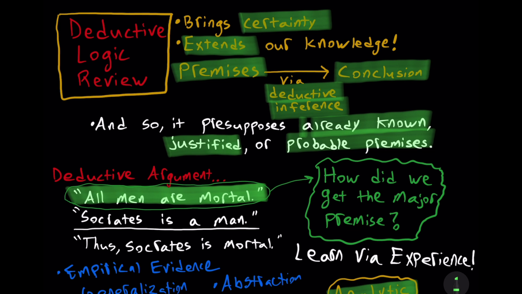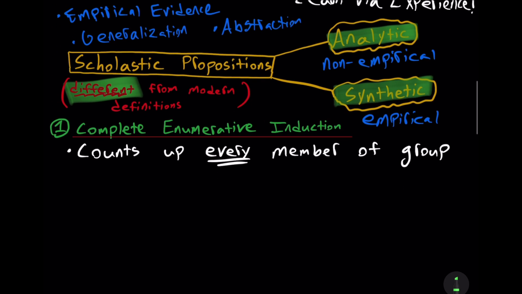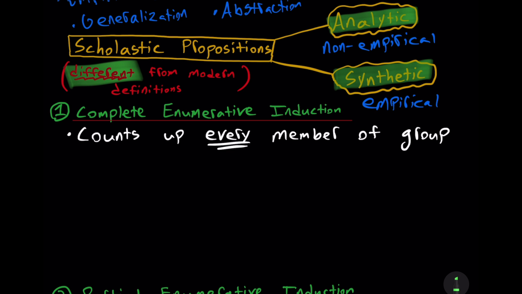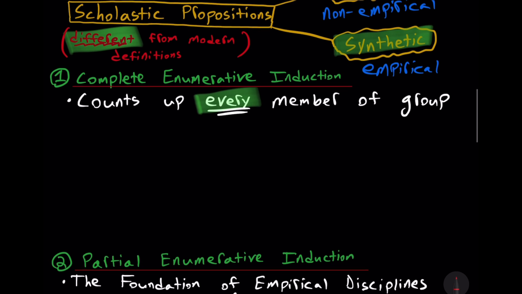So this leads us, first off, to complete enumerative induction. And this is pretty simple. This just counts up every member of the group. And because it's complete, some wouldn't even consider this, strictly speaking, a type of induction. Regardless, it's just looking at everything there is to look at and says, hey, all of them have this property, so therefore they all have this property. Pretty straightforward. For example, all members of this household are, let's say, agnostic.